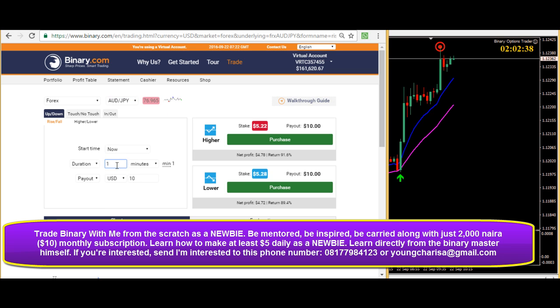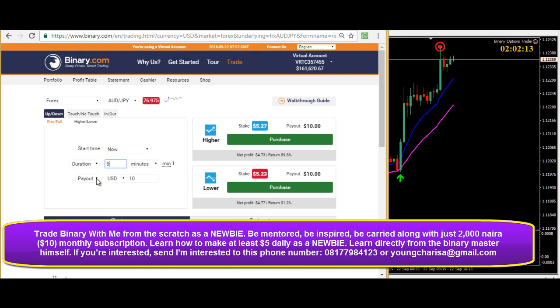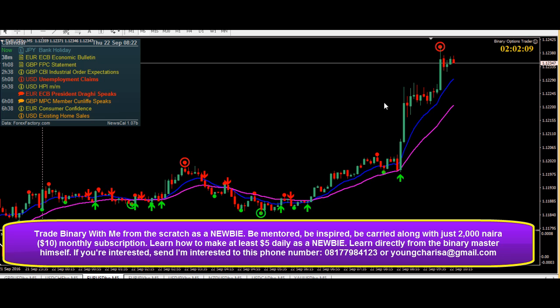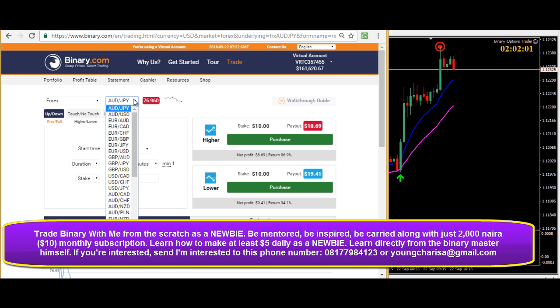Change the time here to 5 minutes or 15 minutes as the case may be. On my MT4, presently I'm using 5 minutes expiration. So once I'm using a 5 minutes timeframe, as you can see here, it means I have to use 5 minutes expiration on my executing broker. So I change this payout to stake. Just that. For instance, now, if on my MT4 this is the Euro USD pair, I will come here and I will select Euro USD.